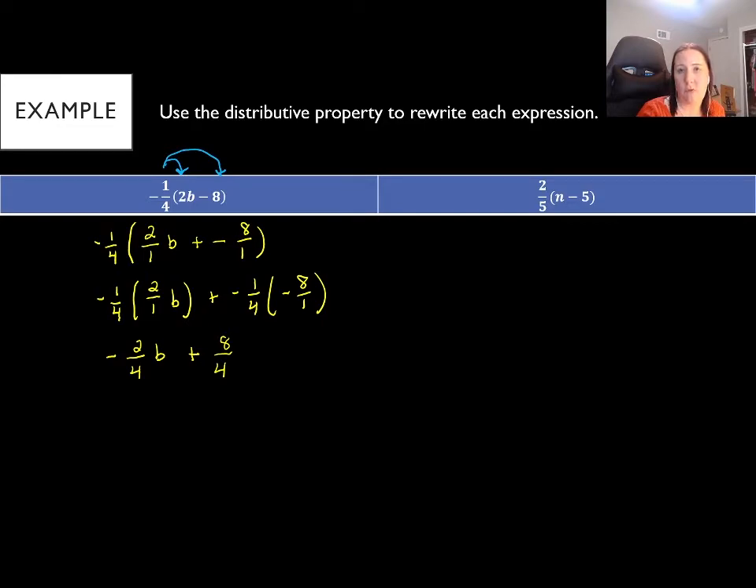So 2/4 reduces to 1/2 because I can divide them both by 2. So this gives me negative 1/2 b plus, and then 8/4, you can treat that as division. 8 divided by 4 is 2, so we just get a whole number, 2. And so that is our final answer, negative 1/2 b plus 2.